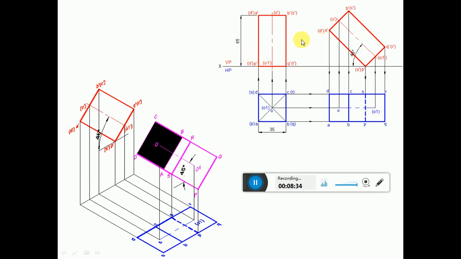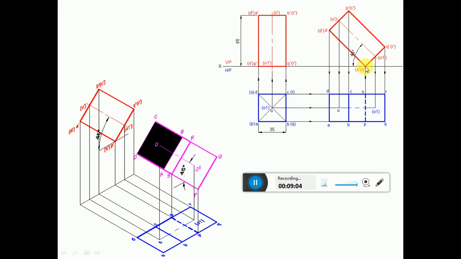Now we need to write the top view. So draw a vertical projector from A dash P dash, A dash D dash, and draw a horizontal projector from A and D to intersect at this point AD. Similarly, draw a vertical projector from O dash and draw a horizontal projector from O to get this point O. Similarly, draw a vertical projector from B dash C dash and draw a horizontal projector from B and C to get this point B and C.